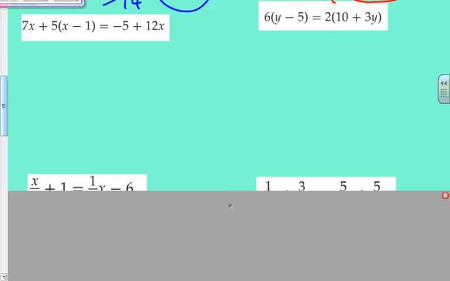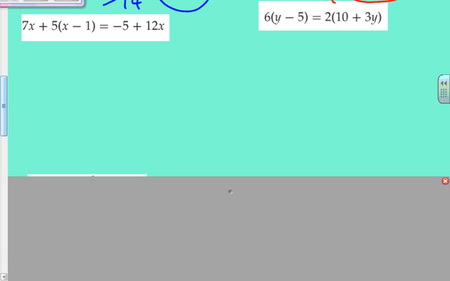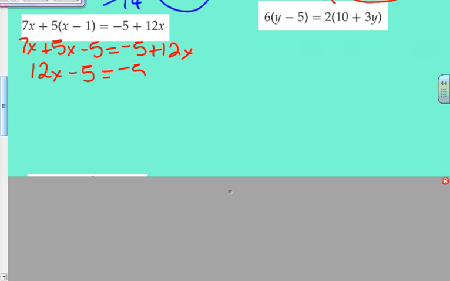Okay. Next set. This one has parentheses, so that's the first thing I'm going to work with. Just bring down my 7x. It's not being multiplied, the 5 is. So it'll be plus 5x minus 5 equals negative 5 plus 12x. 7x and 5x makes 12x. Minus 5 equals negative 5 plus 12x.